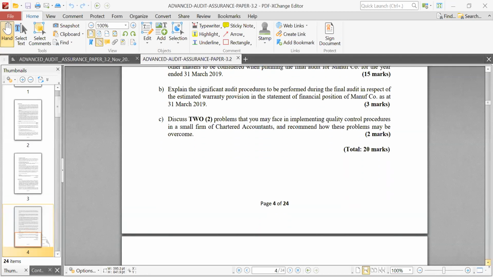Okay, let's look at B. Explain the significant audit procedures to be performed during the final audit in respect of the estimated warranty provision in the statement of financial position of MALVCO as at the 1st March 2019. Okay, explain the significant audit procedures. What are some of the significant audit procedures? Can anyone take a shot at this?